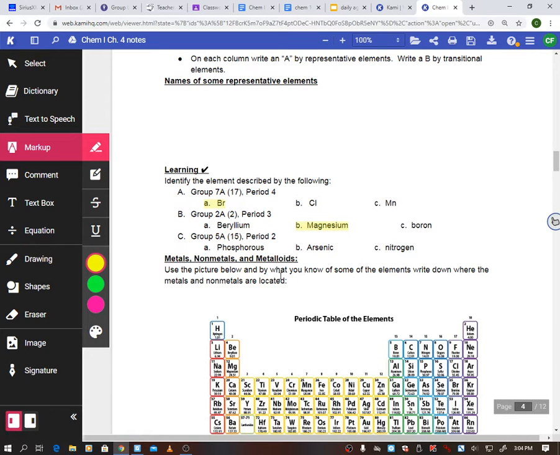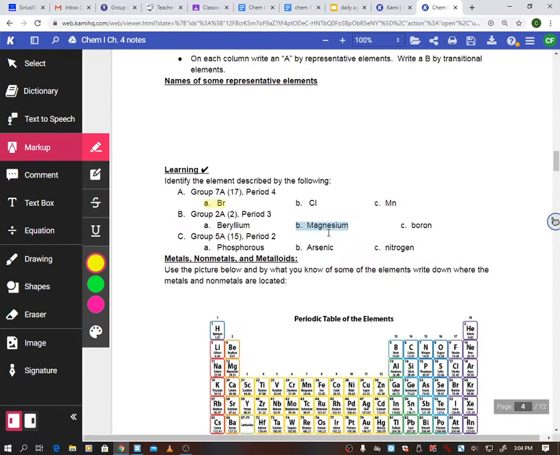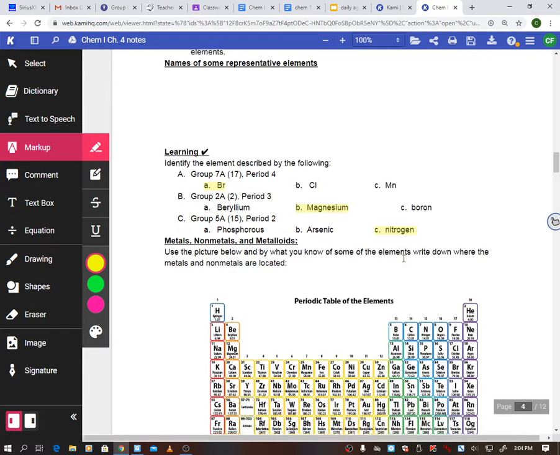If I go to group 5A, and groups are up and down, period 2. So 5A is right here, period 2. Now I know it's really easy to go 1, 2 and count nitrogen as group 1 and phosphorus as group 2, but that is not the case. Remember, hydrogen and helium are in period 1. So I'm going to go 1, 2. So that would be nitrogen is your answer.